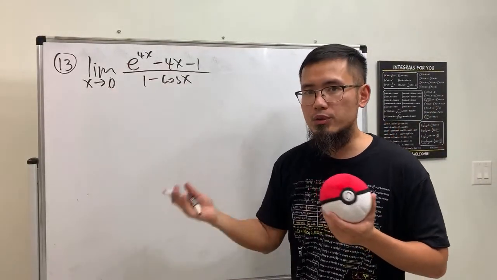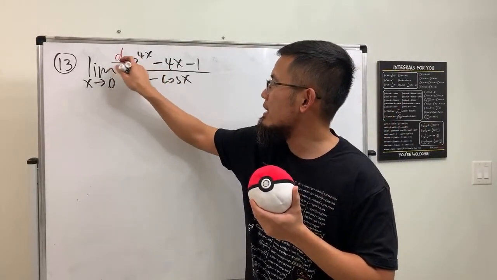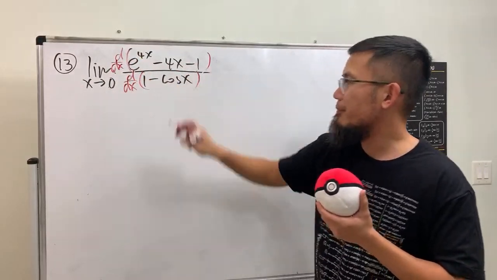Putting 0, you get 0 over 0. So we can do L'Hopital's rule, which is very nice. Go ahead, d dx that, and d dx that.